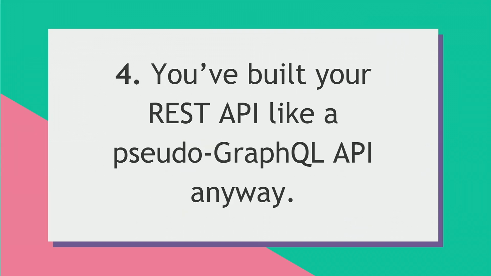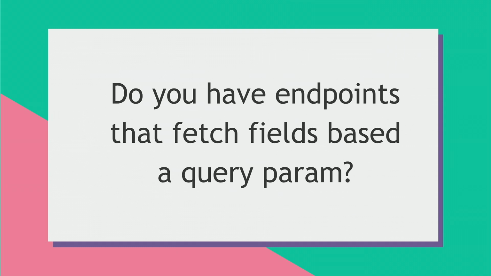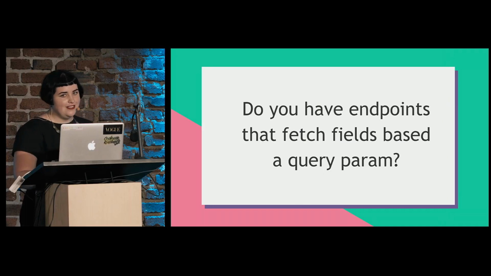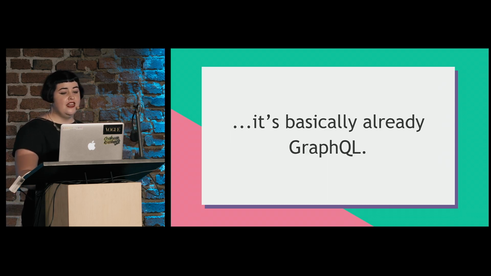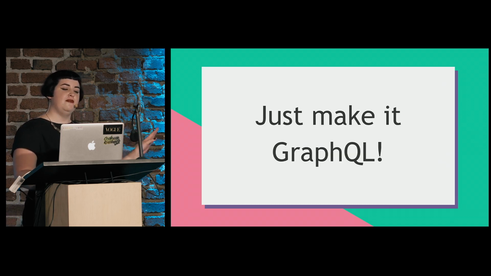Another use case is that you've built your REST API like a pseudo-GraphQL API anyway, by which I mean, do you have endpoints that fetch fields based on a query param? You might have seen this in some APIs. Like an articles endpoint, where you can give it the slug, Meghan Markle, but then there's also a query parameter where you can specify the fields. So say I want the title, the author, and the body. If this looks familiar, it's because it's basically already GraphQL. And I feel like you should lean in and just make it GraphQL.